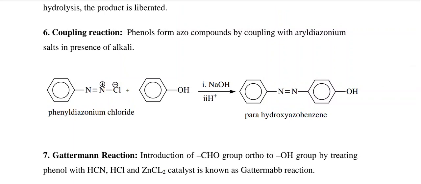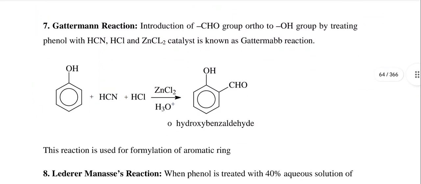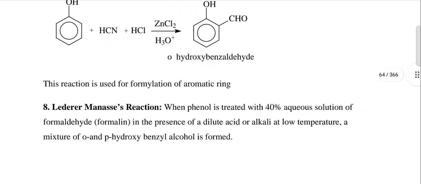Coupling reaction. Phenols form azo compounds by coupling with aryl diazonium salt in the presence of alkali. Gattermann reaction. Introduction of a CHO group ortho to the OH group by treating with HCN, HCl and ZnCl2 catalyst is known as the Gattermann reaction. This reaction is used for formylation of the aromatic ring.